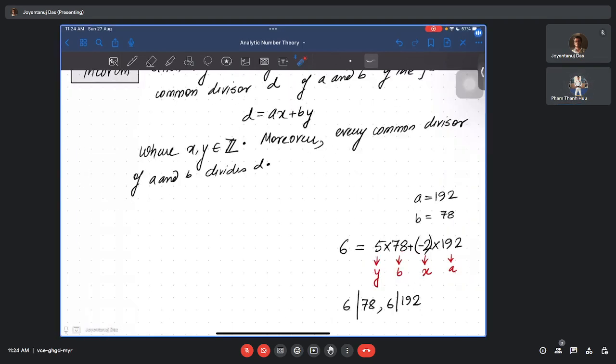So for example here you can check that 2 is also a common divisor, right? 2 divides A and 2 divides B. So 2 is a common divisor, but I can check that 2 divides D also. So every common divisor of A and B divides D also. That is true also, right? Similarly, here you can check that 3 also divides both of them, and 3 divides D.